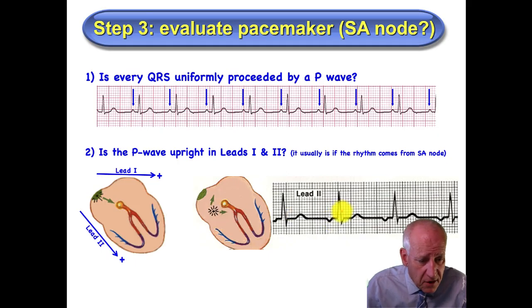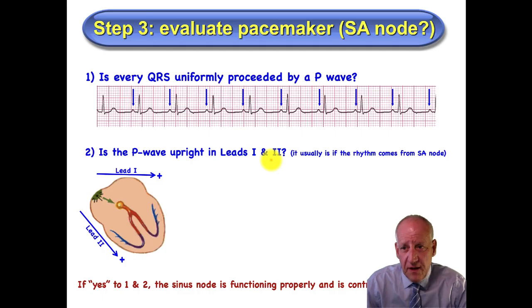The QRS complex succeeds each P wave because the excitation is entering the conduction system at the AV node and is spread throughout the ventricles by the Purkinje network. So if every QRS is uniformly preceded by a P wave, and if that P wave is upright in leads 1 and 2, then almost certainly the sinus node is functioning properly and is controlling the heart rate.